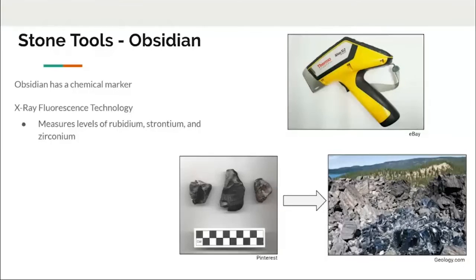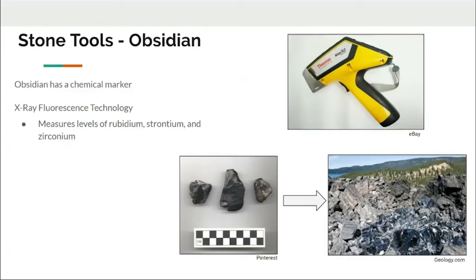Obsidian has a special chemical marker that is traceable with an X-ray fluorescence machine, or an XRF, which is up here on the top, the yellow gun looking thing. It's only $16,000 on eBay, so very affordable. Each natural obsidian source, which are created through volcanic processes, has its own levels of rubidium, strontium, and zirconium. Prehistoric peoples would collect obsidian to make tools from these raw sources, and the raw obsidian is called toolstone in this instance. And many of these raw sources exist today throughout the Great Basin.